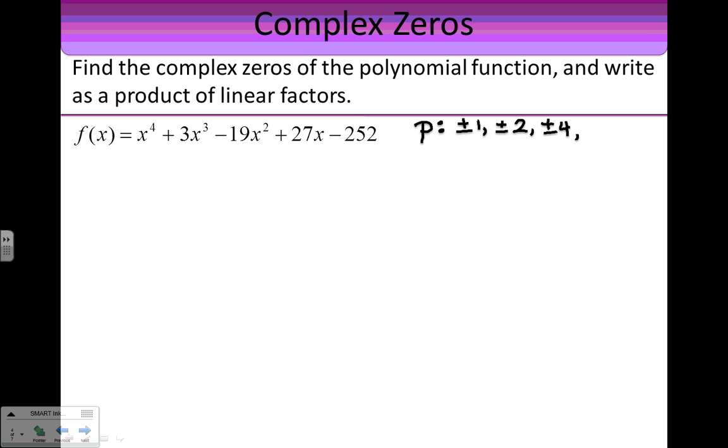Keep finding, just don't list them all out. Just list out a few, test those. If those don't work, find a few more, test those. If those don't work, find a few more, keep going. So you don't have to list out all the factors of 252 to start.